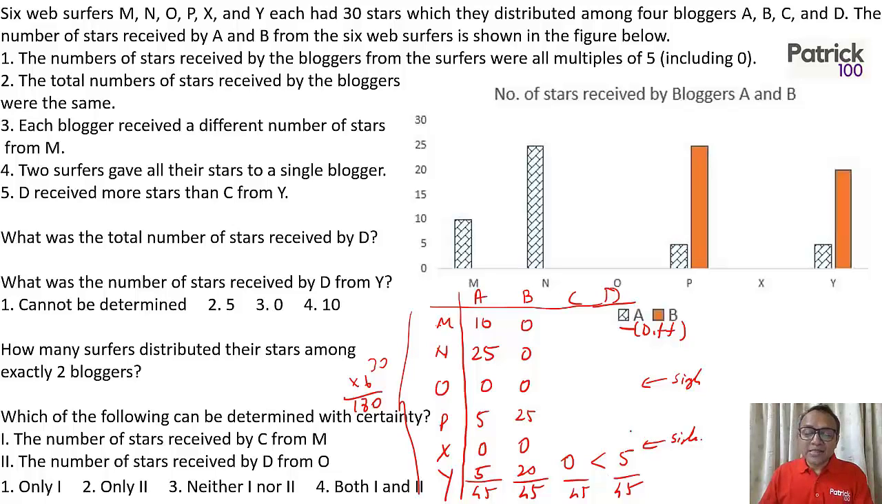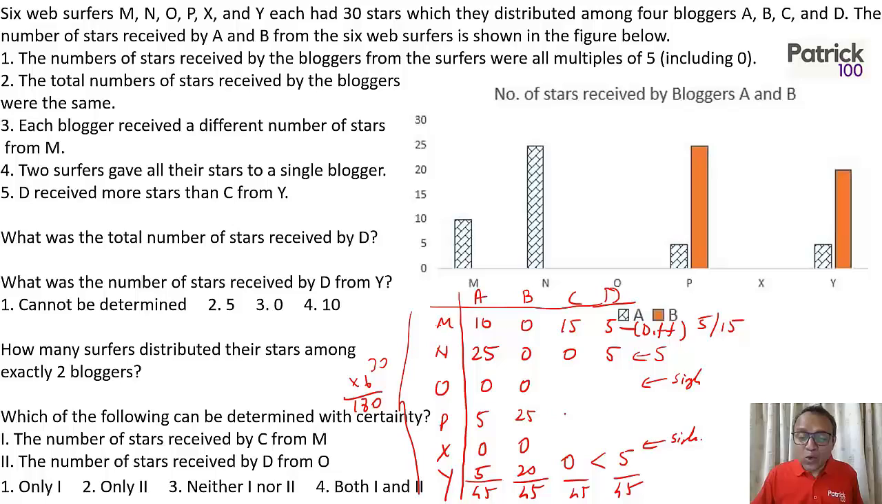Now let's analyze. O and X must have given 30 and 0, 0 and 30 stars. So that means C and D have to get 15 more stars each. Now M has to give different stars. So of 20 stars, if he has to give different stars to each of them, C and D would get 5 and 15 stars. One will get 5, one will get 15, a difference of 10. N has to give 5 stars still, so the only way is that N gives 5 stars to D and 0 to C.